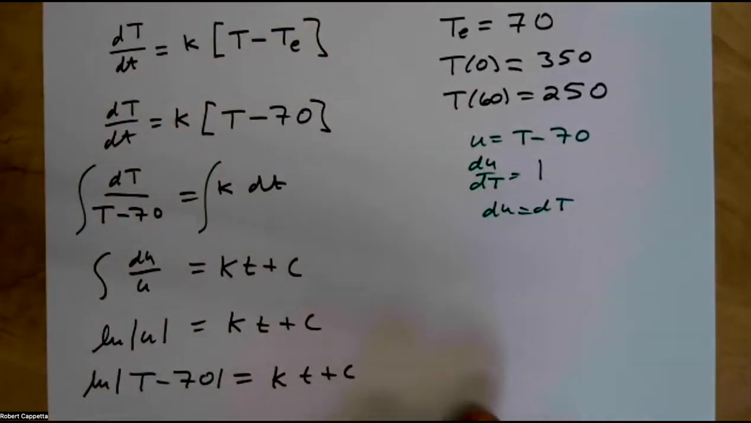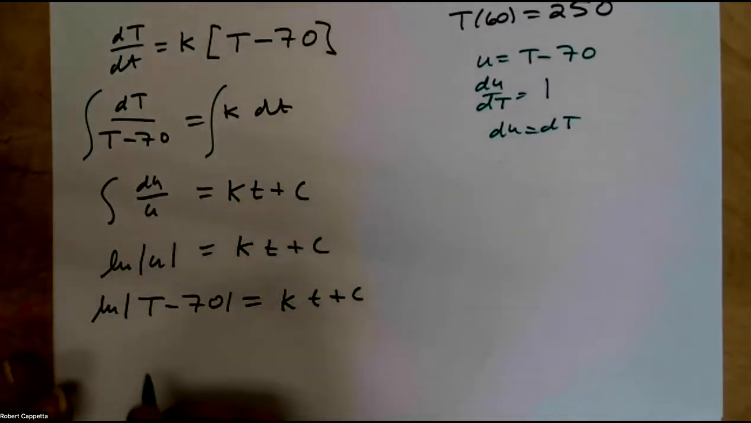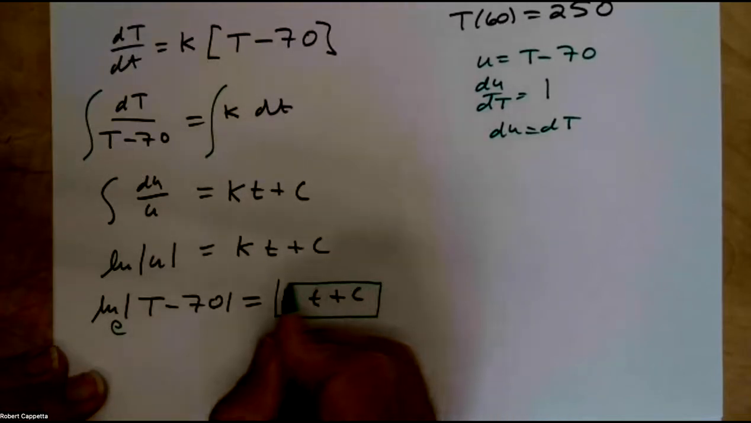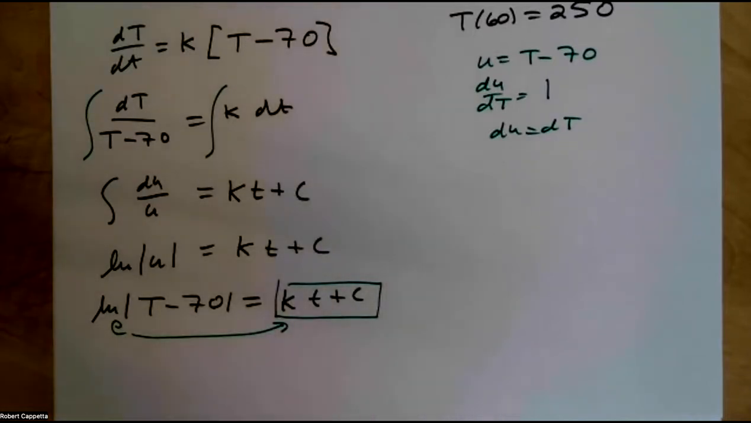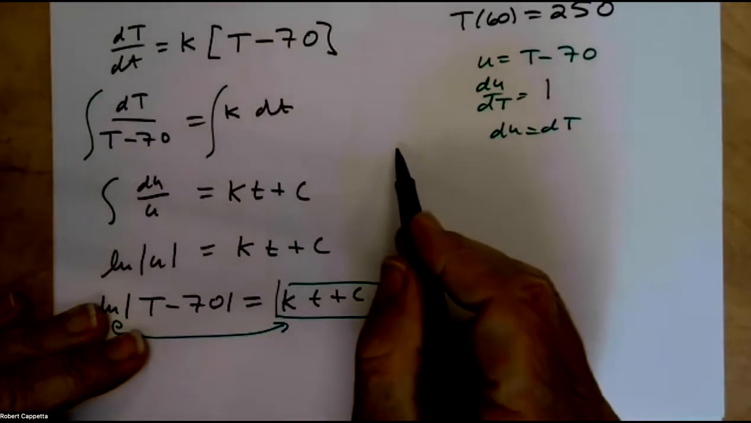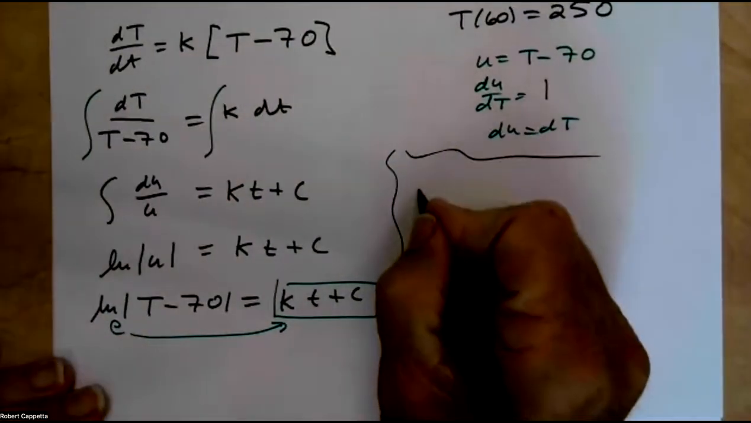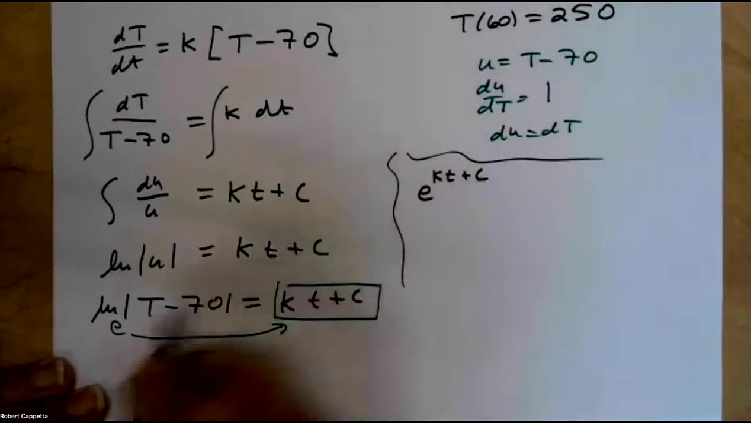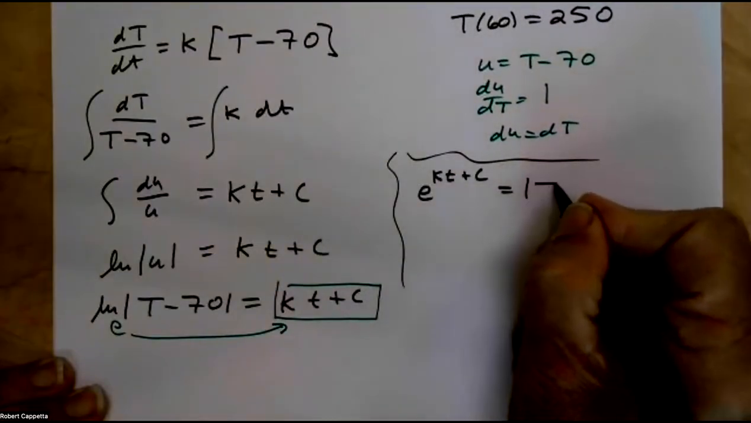Now, what does this mean? Let's take a look at this. This is log absolute T minus 70 equals kt plus C. The base of the natural log is e. This is the exponent. So e to the kt plus C will be the argument, T minus 70. What are we going to say there? e to the k little t plus C. e to that exponent equals the argument, absolute value of T minus 70.